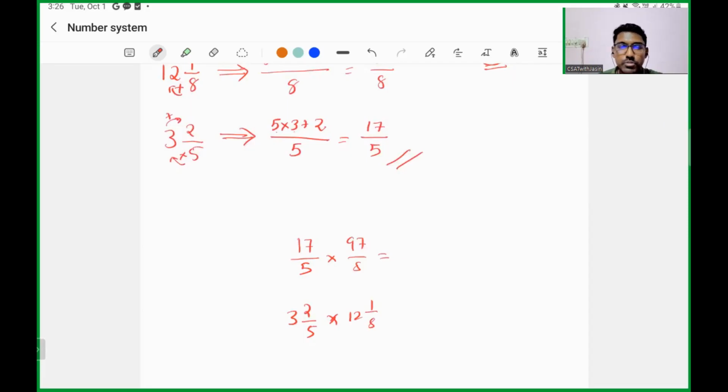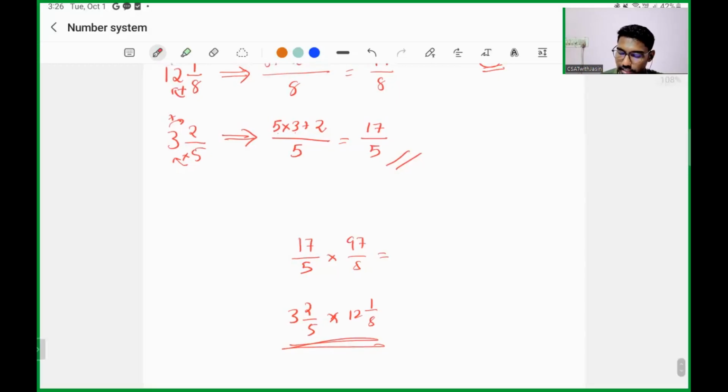So sometimes UPSC will ask like this. The values will be in mixed fraction form. Then you need to first convert it into improper fraction, and then do the calculations and everything. Okay. So these fractions and everything we'll take in the next class.